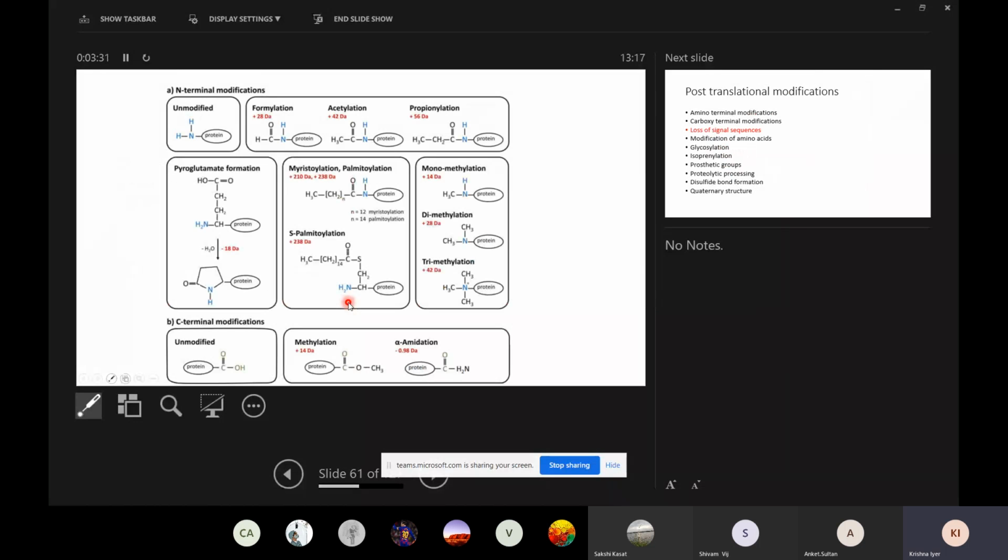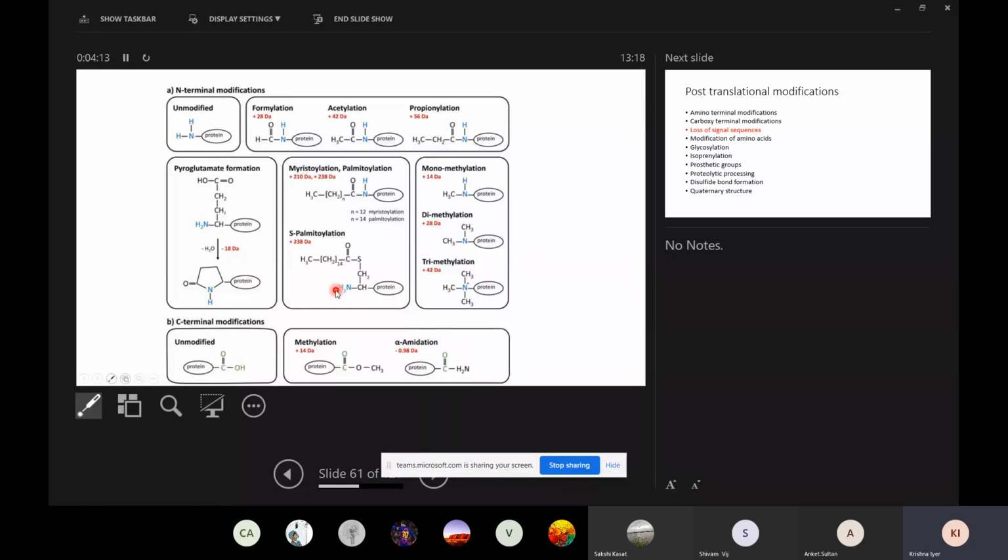We started looking at this last time, where if nothing has happened at the N terminal, it would look something like this, and it would invariably be a methionine or formyl methionine. But the modifications you see many times are that you remove many of the amino acids from the end, and then you might add a formyl group, an acetyl group, or sometimes even a propionyl group. These are not the only modifications seen. Sometimes you also see monomethylation, dimethylation or trimethylation with a charge at the end terminal.